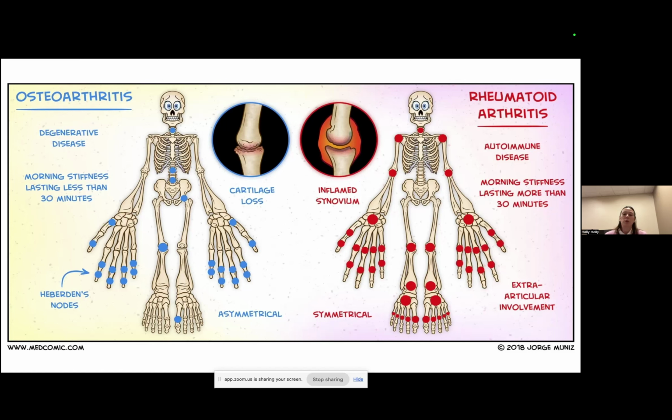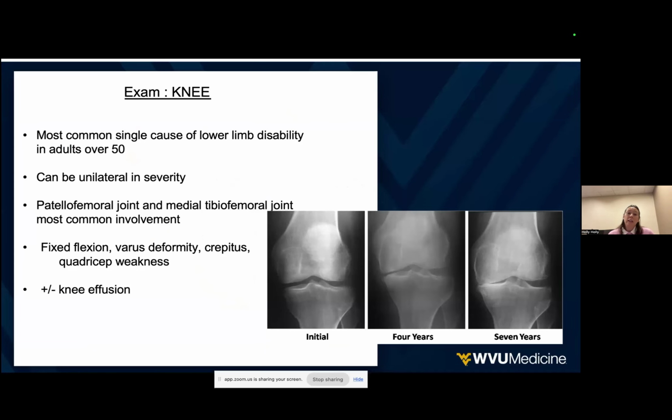And this just goes over the difference about stiffness. So with osteoarthritis, morning stiffness is not going to last longer than 30 minutes. So it's not going to take them long to get going in the morning and feel the best that they're going to be. But for rheumatoid arthritis, that stiffness lasts way more than 30 minutes. It typically can be hours, to midday, before they feel like they're going to be loosened up. So this is just an idea that there are differences in patterns. So let's move on to the knee.